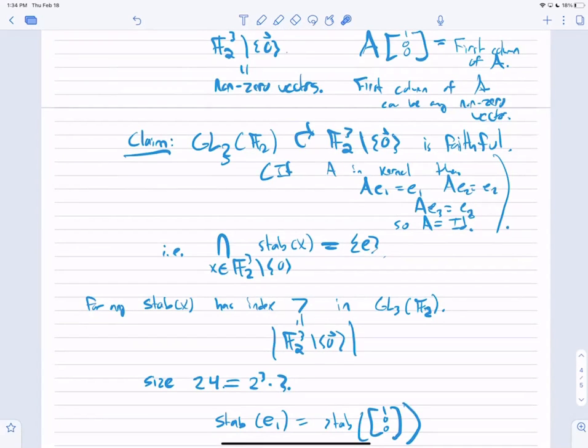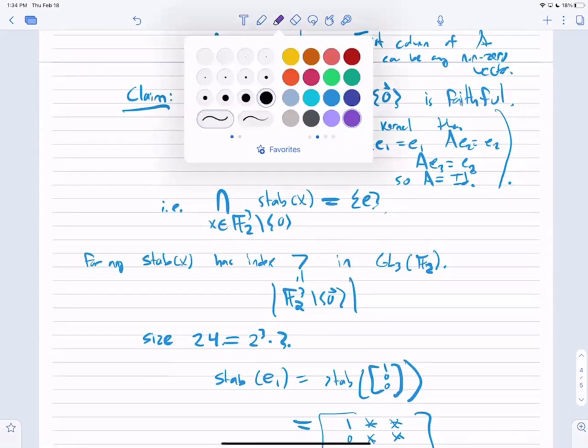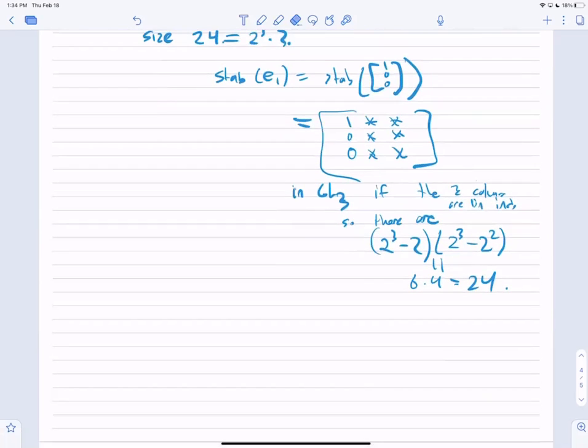But all we actually need is, let me highlight what we actually needed. We needed that the intersection of the stabilizers is trivial, and that if I fix a point, then the stabilizer has index 7. Okay, so how is this going to be useful? I'm going to make the next step of the argument, and then we're going to go back and look at something about the structure of this group again.